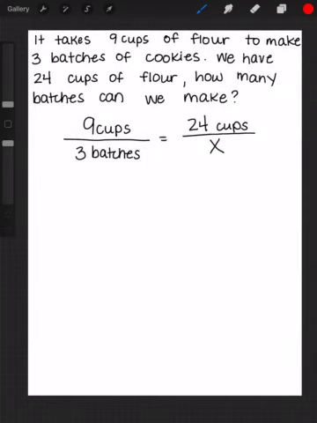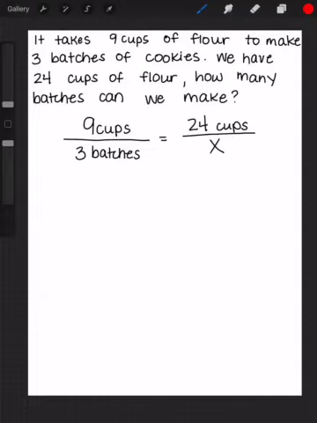All right, another one that we might use proportions for. It takes 9 cups of flour to make 3 batches of cookies. We have 24 cups of flour. How many batches can we make? Now, this one I set up fairly easily. Your one is going to be a little bit more difficult in terms of the numbers, okay?